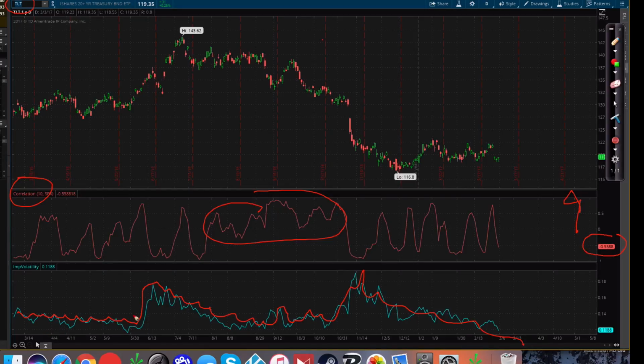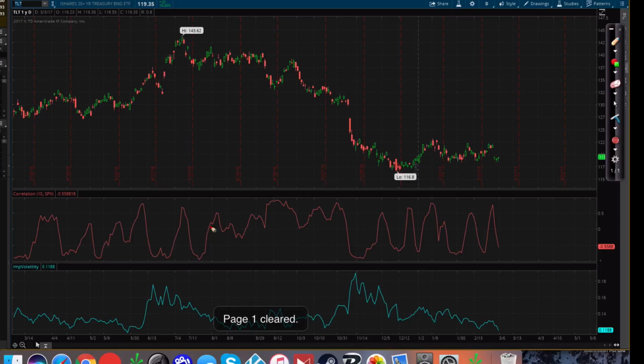Implied volatility, pretty much all the time, is going to spike and then drift down over time. Sometimes it spikes and comes right back down. As implied volatility increases, the price of options increases. So the price of the options in TLT were higher here, here, here, to a certain extent here, than they were right here. Okay.